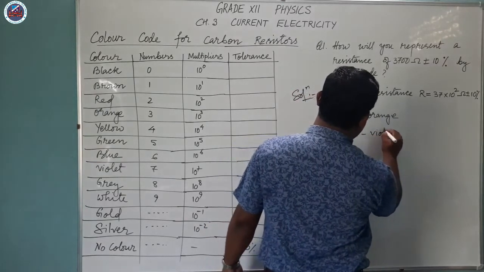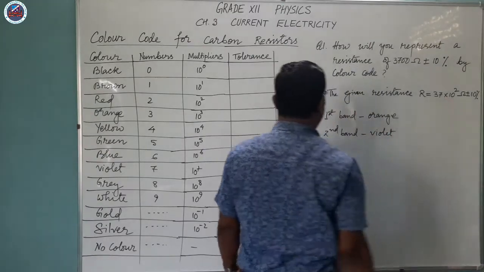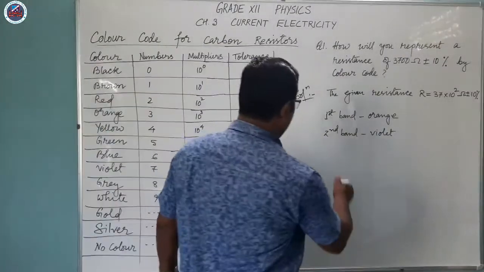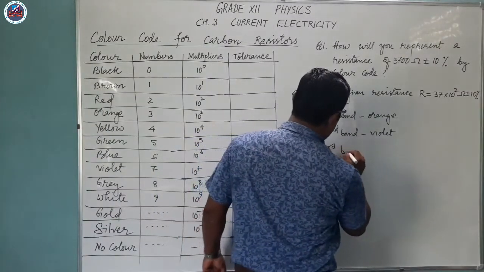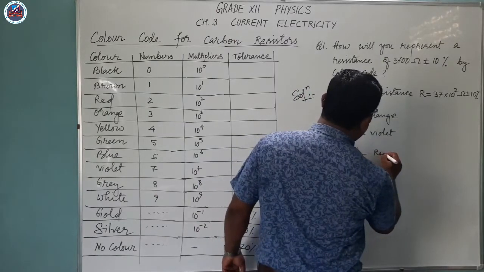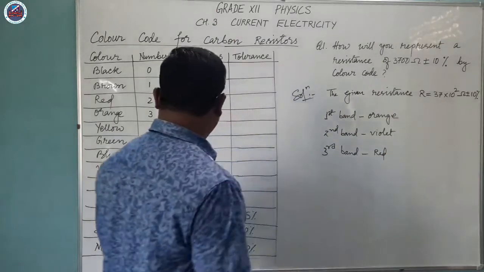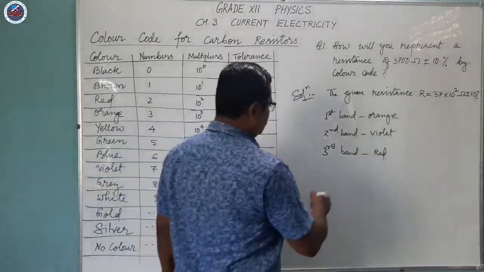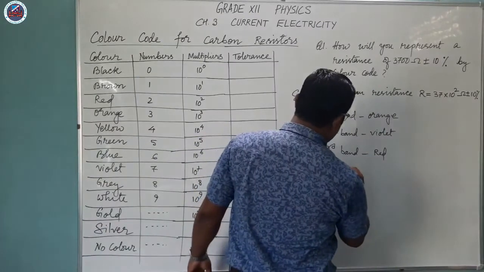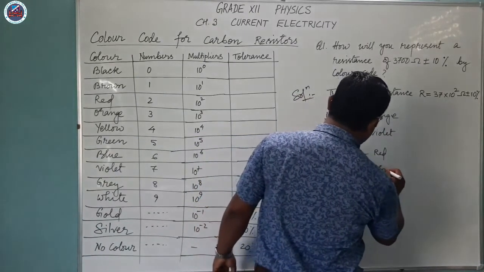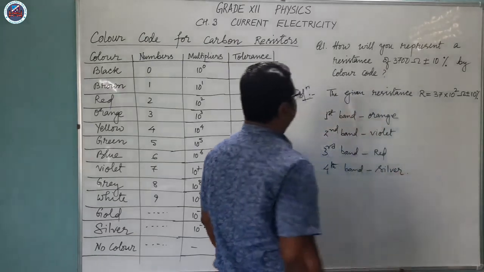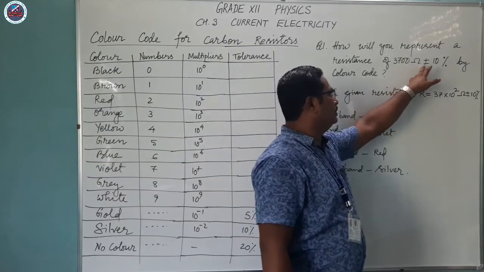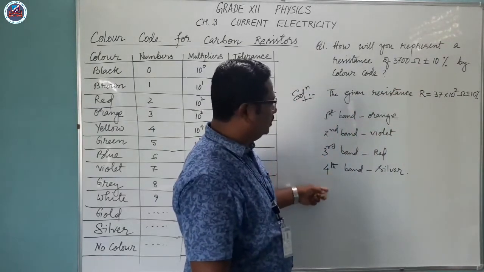Then the third one is a multiplier 10 power 2. You can see here it is 10 power 2, it is red. The third band is red, and the last one, that is your plus minus 10%, that is tolerance, that is your silver color. So the fourth band is silver. So like this you can write down the colors for each band in the carbon resistor.